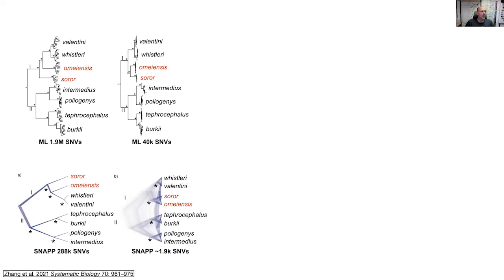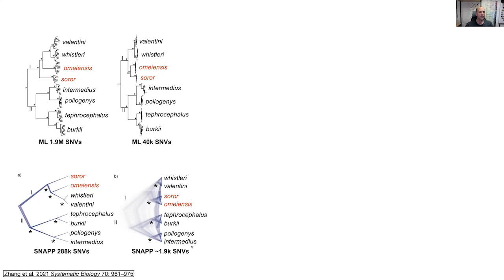We also tried to use a multi-species coalescent-based analysis program called SNAP. And when analyzing a large number of data, so really a lot of DNA, we consistently found Soror to be sister to the others in this clade.